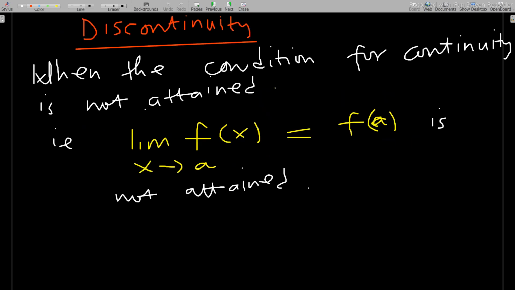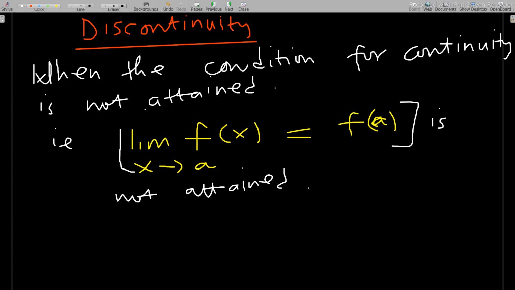Okay, discontinuity. So when the condition for continuity is not attained, that is what I just said. It means that for a function to be discontinuous at a point a, then either the limit does not exist, or the limit exists but is not equal to f of a, or f of a does not exist. Any condition that will disprove this condition makes it discontinuous.